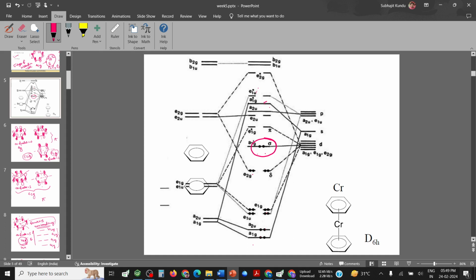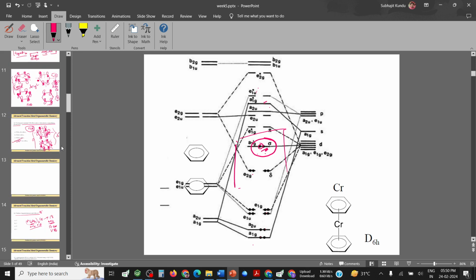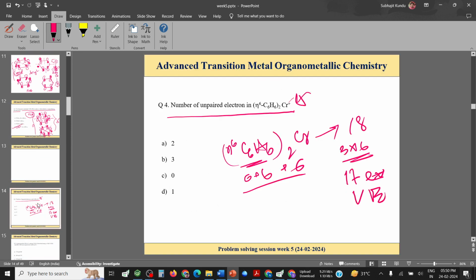So it is very important to know and to remember at least this stage of the molecular orbital diagram, that is, the electron filling pattern in the bis arene system. So the one electron will be removed from here. So there will be one unpaired electron. So the number of unpaired electrons will be 1.